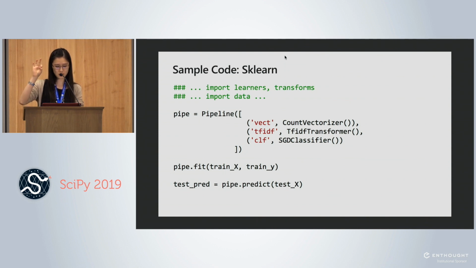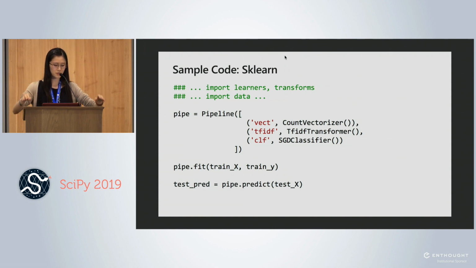The first one is a count vectorizer. The second one is a TF-IDF transformer. So we are dealing with a text scenario. The first two are transforms that will transform, for instance, a paragraph of text into numeric values. And the third one is an SGD (stochastic gradient descent) classifier. That is a learner.